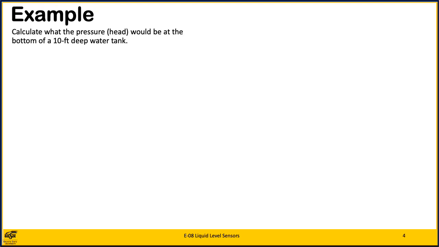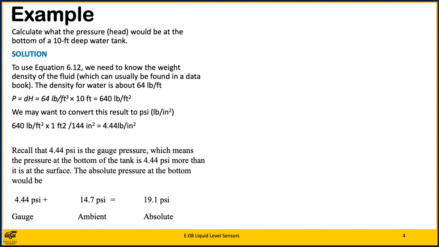Now let's look at an example. Calculate what the pressure, or the head, would be at the bottom of a 10-foot deep water tank. The solution, using the equation just derived: we need to know what the weight density of the fluid is. We know this for water to be 64 pounds per cubic foot. The pressure is D times H, which is 64 pounds per cubic foot times 10 feet, which will give you 640 pounds per square foot.